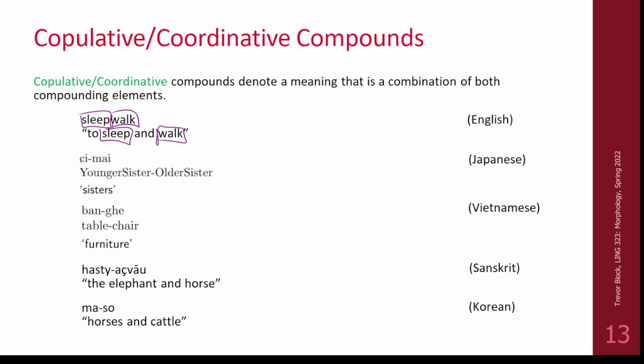In Japanese, we have an example, shimai. So the actual Japanese characters for this are younger sister and older sister, and together that makes sisters. So it's like a coordination of younger and older gives you the general term. In Vietnamese, we take a property of table and chair, combining them together to create the general term furniture. So another coordinative compound. And then we also have some more literal ones here, like elephant and horse, which is literally elephant horse, and horses and cattle, which is literally horse cattle put together here. So these are all examples of coordinative compounds.